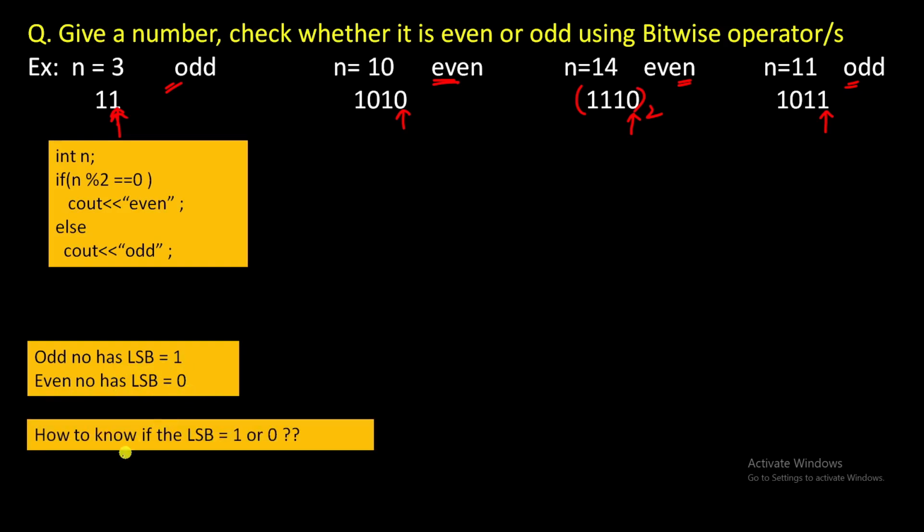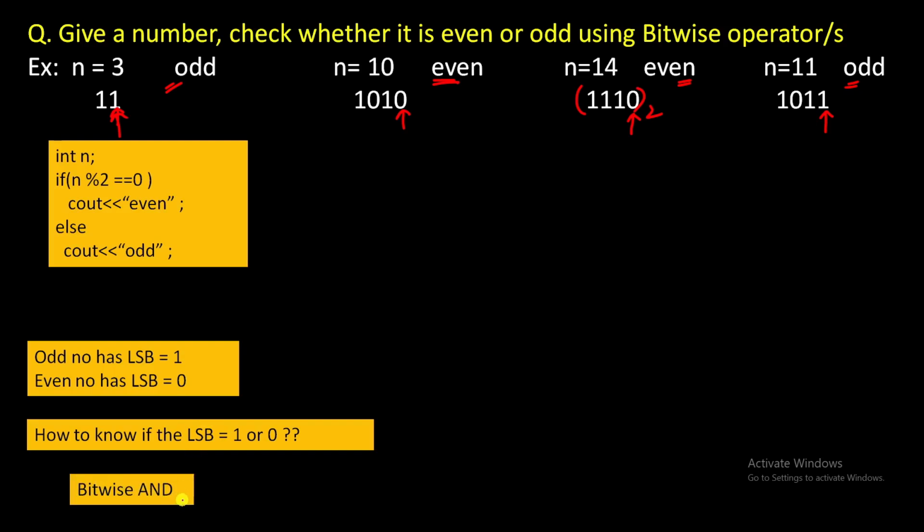Now the next question is how to know if the LSB is 1 or 0 for a given input number. How can we do this in the program? Here we are just seeing that the LSB is 1 or 0, but if we have to find it using a general algorithm, which operator will we use? Here I will use the bitwise AND operator.